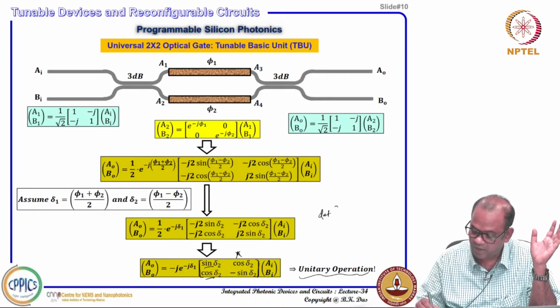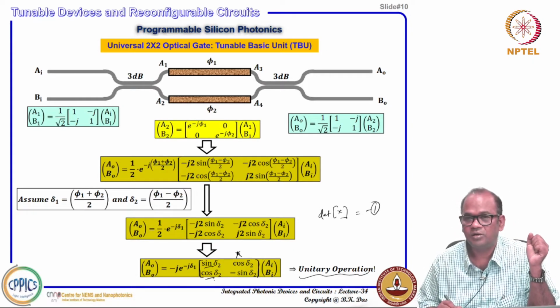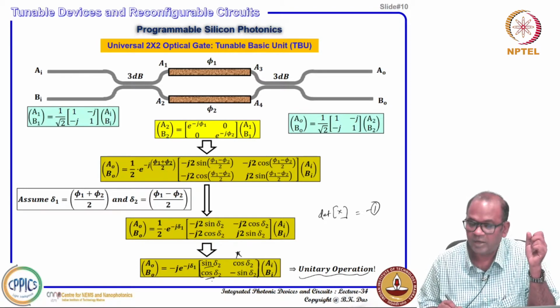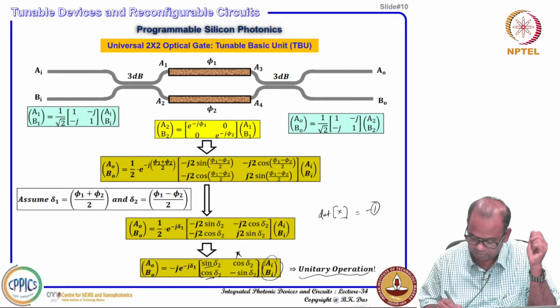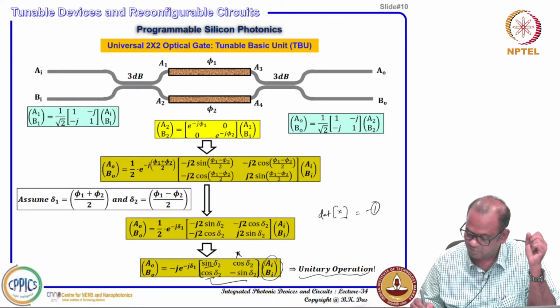So, the determinant of x, if you see, is sin square delta 2. So this is actually minus 1, which means it is giving some minus pi phase shift, and the amplitude is 1. Such a type of operation, if the determinant is 1, you are operating on this vector and then operating this matrix, then this matrix is actually a unitary operation, that means a unitary matrix. This matrix is called a unitary matrix.